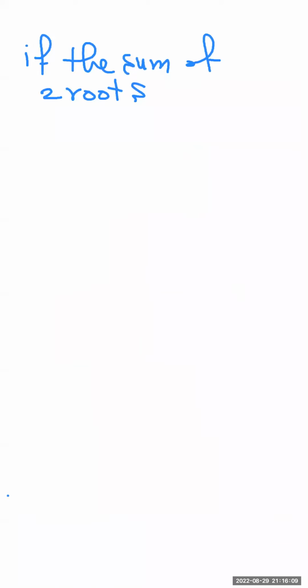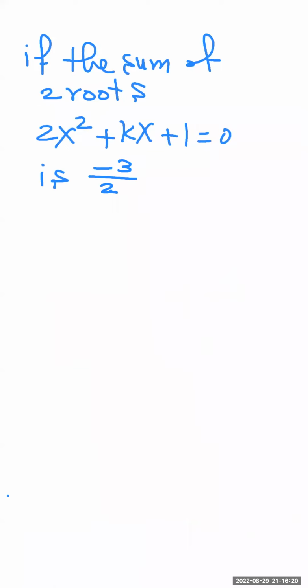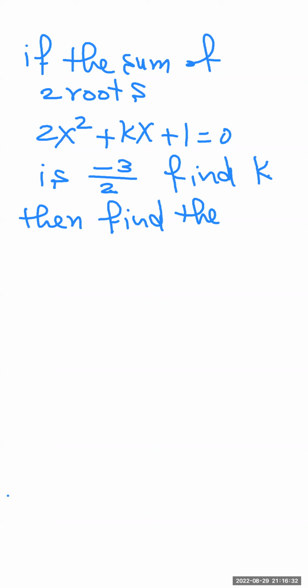The next question: if the sum of the two roots of the equation 2x squared plus kx plus 1 equals 0 is negative 3 over 2, find k. Then find the two roots.